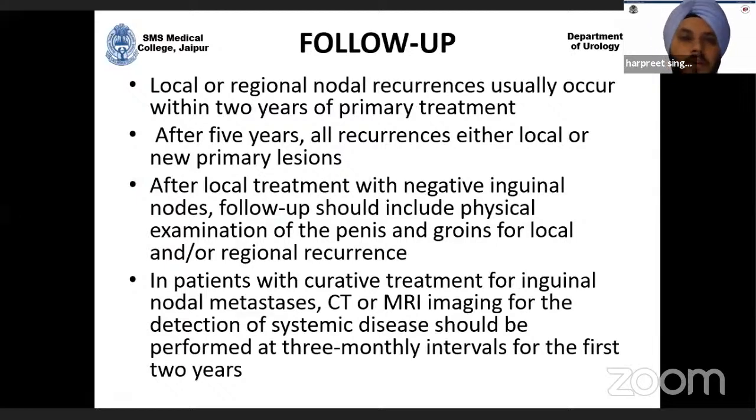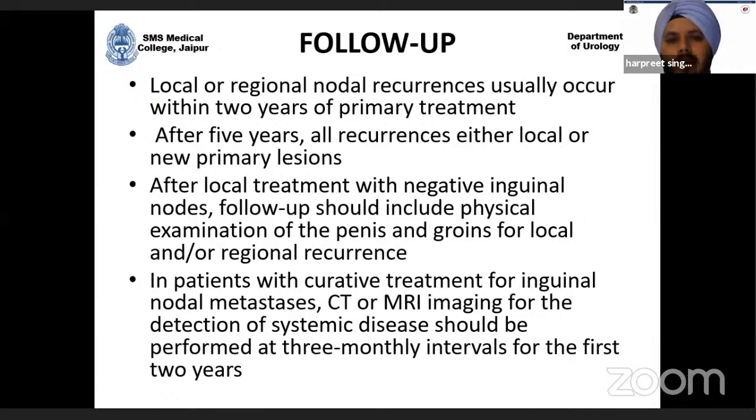Regarding follow-up, all local or regional nodal recurrences usually occur within the first 2 years of the primary treatment. After 5 years, recurrences can be either local or a new primary lesion. So intensive follow-up is required for the first 2 years, and then for the next 3 years, up to 5 years. After that, motivated patients can do self-examination. Patients who are not able to do the physical self-examination should be followed further.